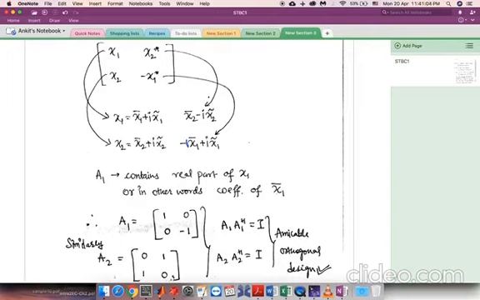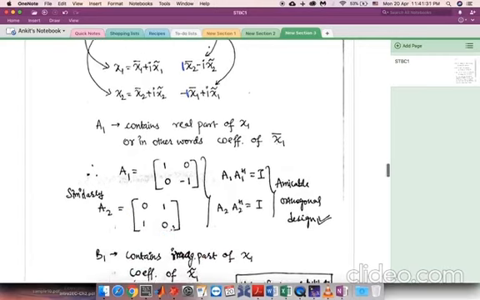Similarly, a2 is related to x2, the real part of x2, right? Is there any x2? No, 0. x2, yes, real part of x2, yes, the coefficient of x2 is 1, hence 1 here. x2, yes, the coefficient of x2 is 1 here, so 1 here. x2, no, no x2, 0 here.